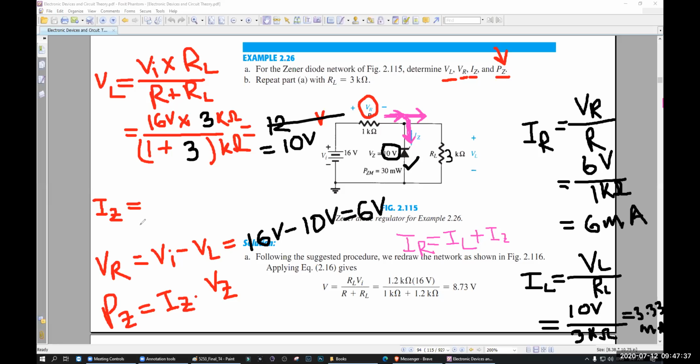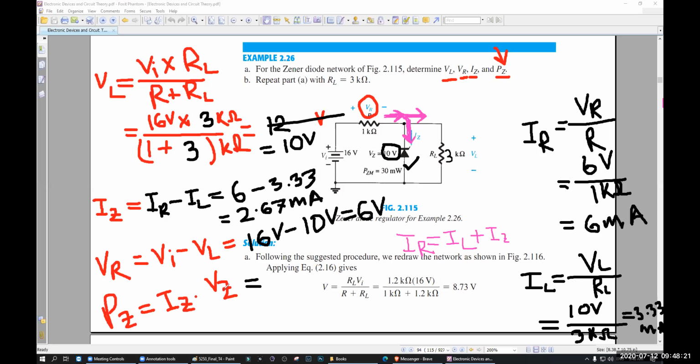So let's write IZ is equal to IR minus IL. Now we already know the value of IR, that is 6 milli, not 6 kilo, 6 milli. IL is equal to 3.33. So the value is 2.67 milliampere.